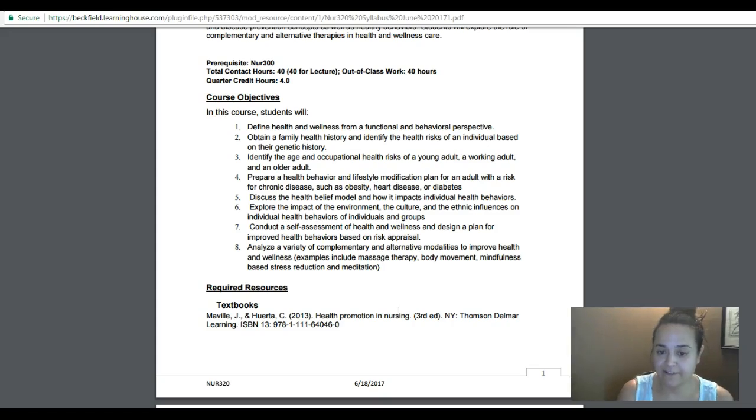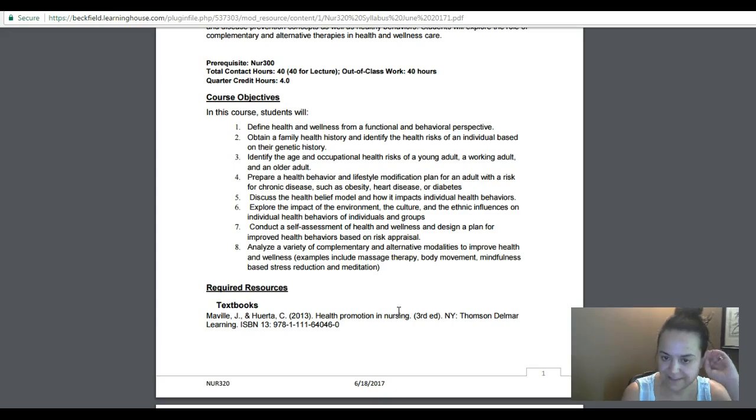Prepare a health, behavior, and lifestyle; discuss the health belief model. Okay, so you guys are going to be like, Denise, I do not like talking about nursing theory. And I remember in undergrad being like, I don't understand any of these theories. But the health belief model is actually a really understandable and very usable, it's extrapolable into real life.